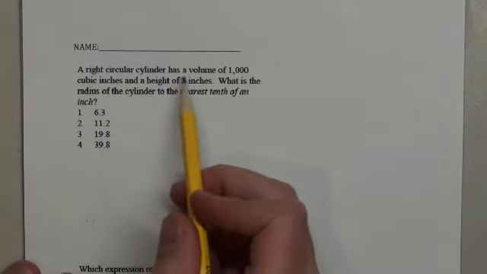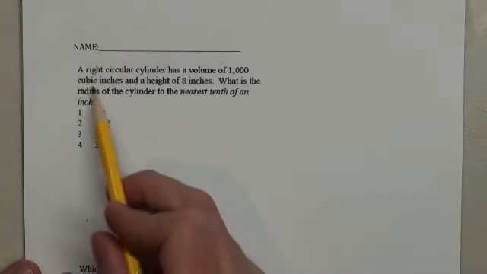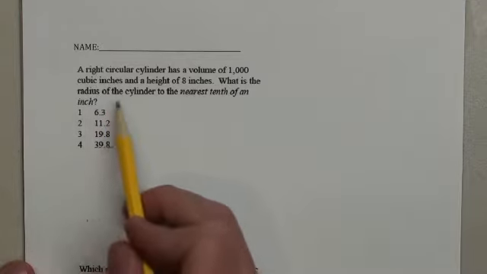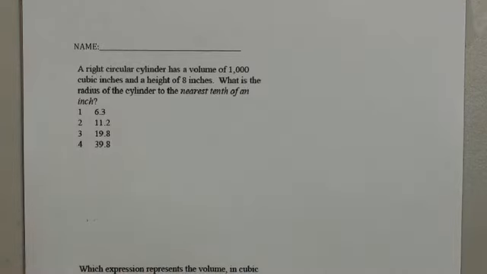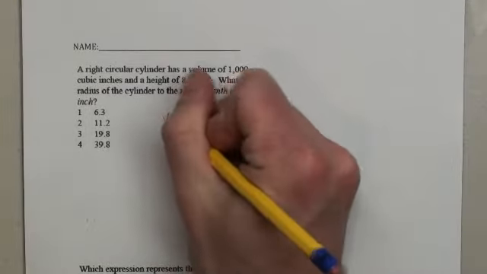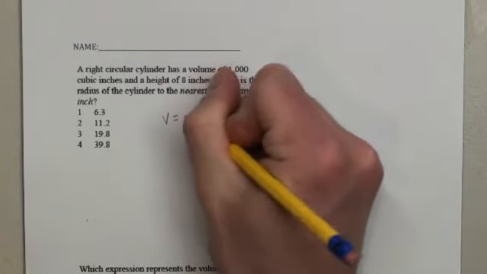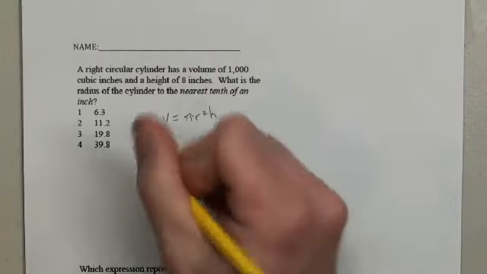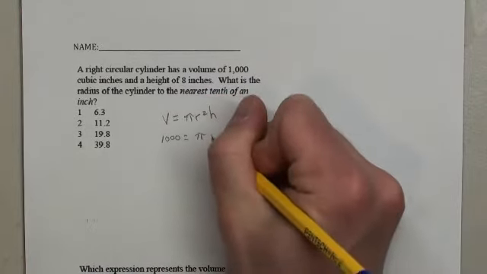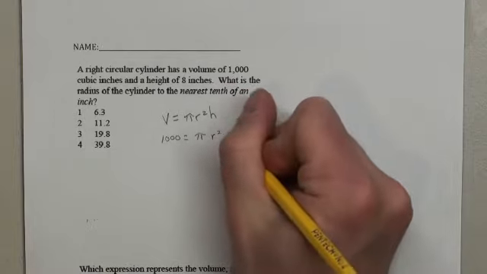A right circular cylinder has a volume of 1,000 cubic inches and a height of 8 inches. What is the radius of the cylinder to the nearest tenth of an inch? So let me get my calculator out, because when it says nearest tenth of an inch, I know I'm probably going to have to use my calculator, because it's not going to work out to a nice number. So the formula for volume equals pi r squared h, right? The volume is 1,000 equals pi r squared times 8.